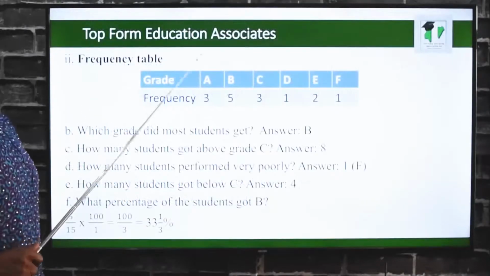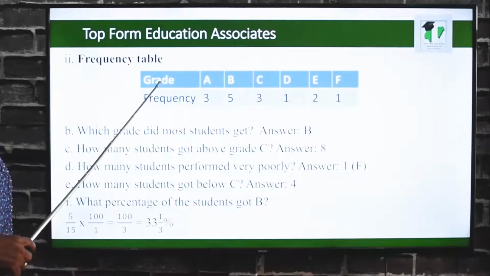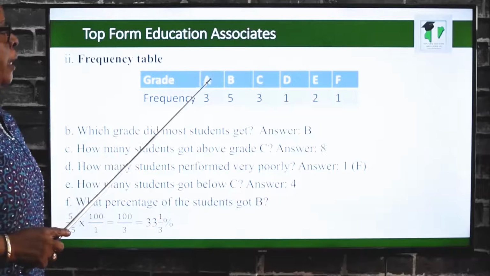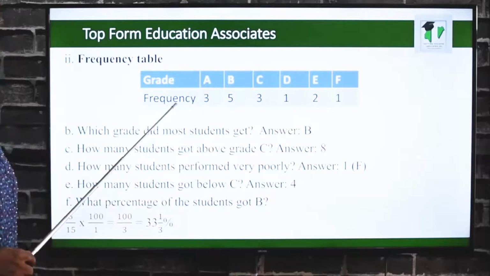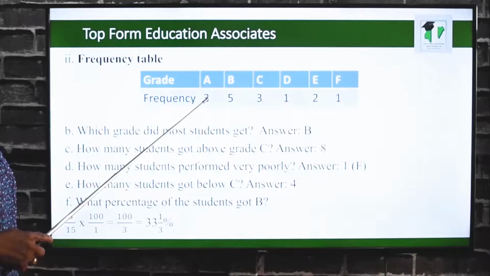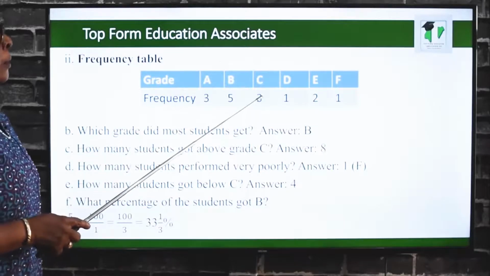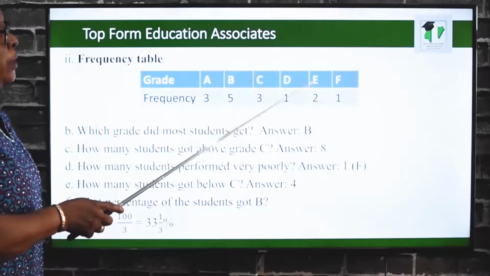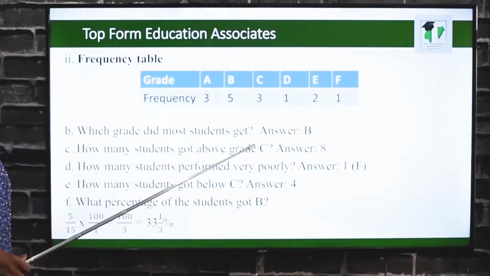2, frequency table. We have the table, first row, grade. In grades we have grade A, B, C, D, E, F. The frequencies. For A, we have 3. 3 students got grade A. 5 students got B. 3 students got C. And 1 student got D. 2 got E. And 1 student got F.